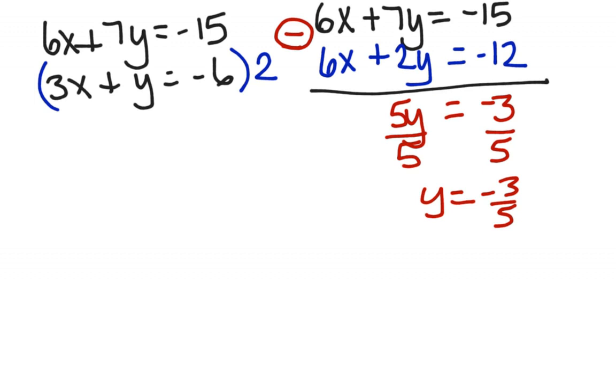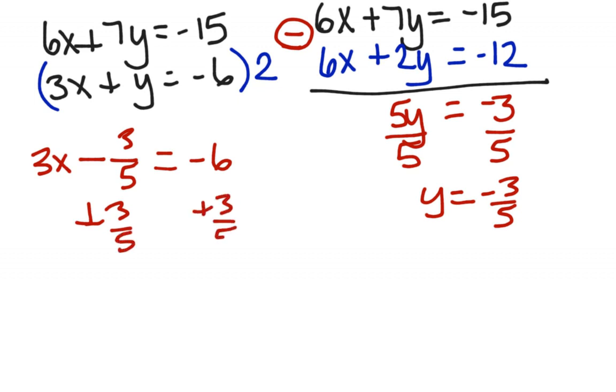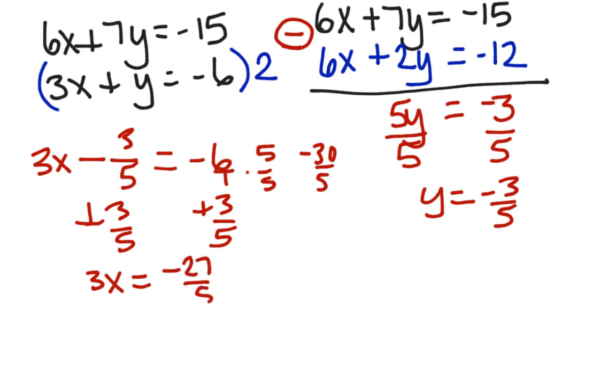Now I'm looking to solve for x. I'm going to use my second equation. So I have 3x minus the 3/5, which is y, equals negative 6. I'm going to add 3/5 to each side. That gives me 3x is equal to, I need this to be in terms of 5. I'm going to multiply top and bottom by 5, which gives me negative 30/5. So that gives me negative 27/5.